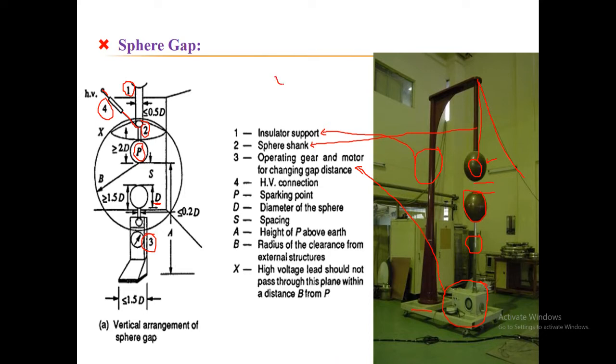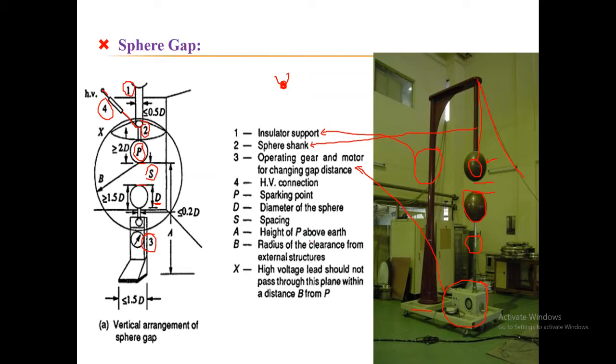Tip means the maximum curvature point. So from here I need to consider the distance. This is the tip point, or the sparking point, from where the spark is actually initiated. So between tip to tip position it will determine the spacing. Here you can see this is the spacing between the tip positions of the two spheres.